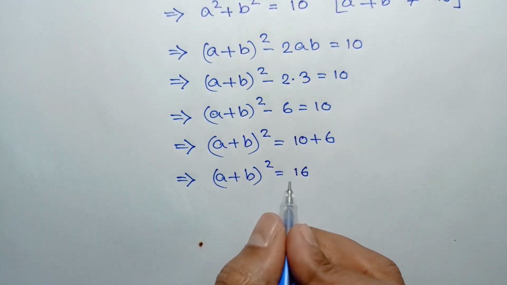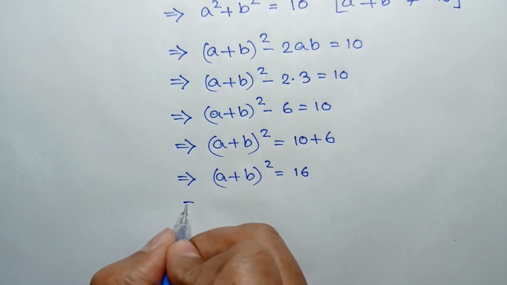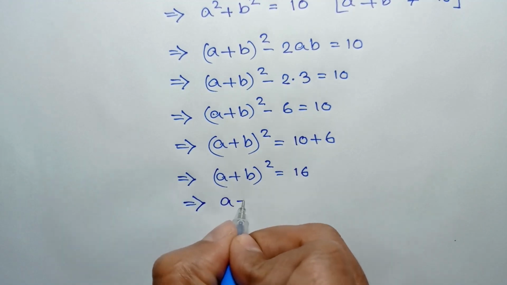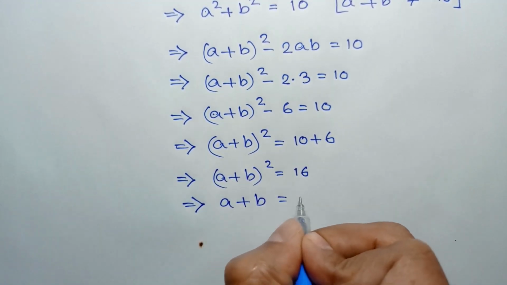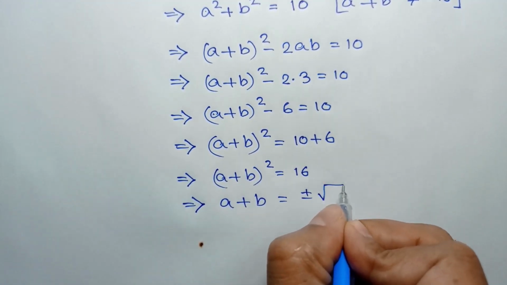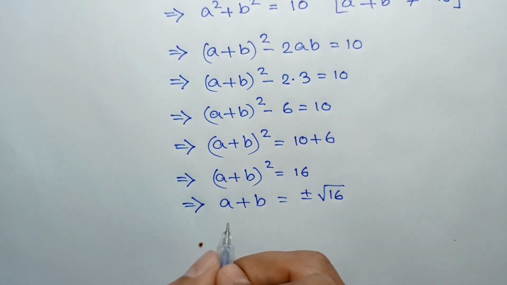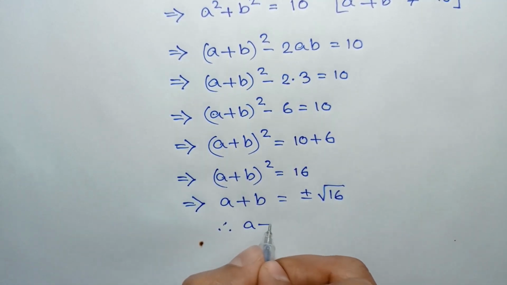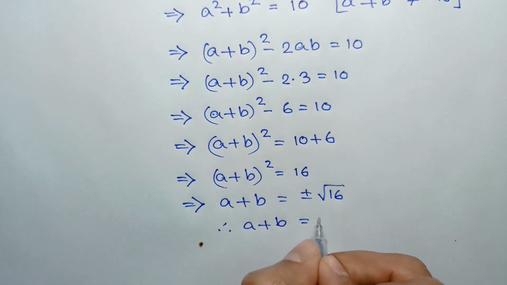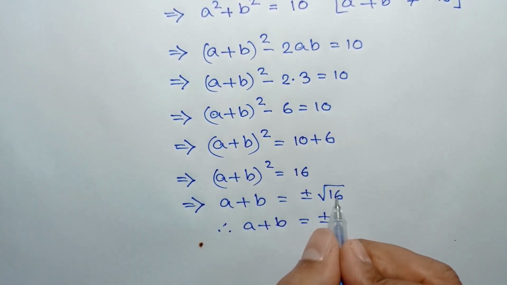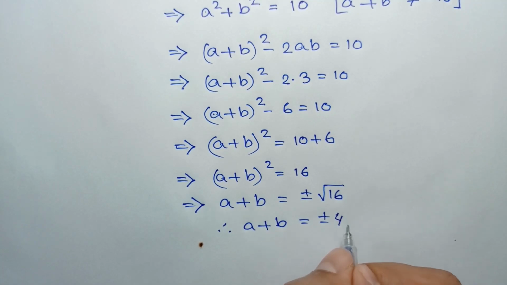Now taking square root on both sides, we will have a plus b is equal to plus or minus square root of 16. So the value of a plus b is equal to plus or minus square root of 16 is equal to plus or minus 4. So this is the value of a plus b.